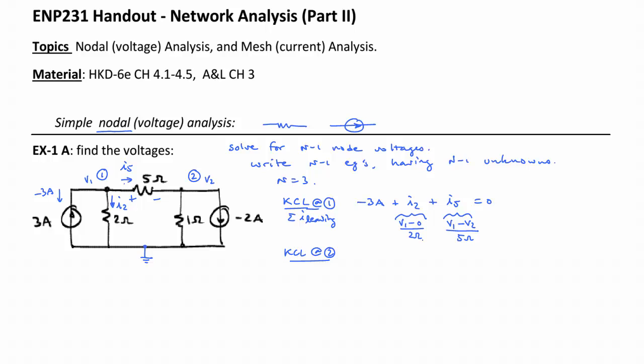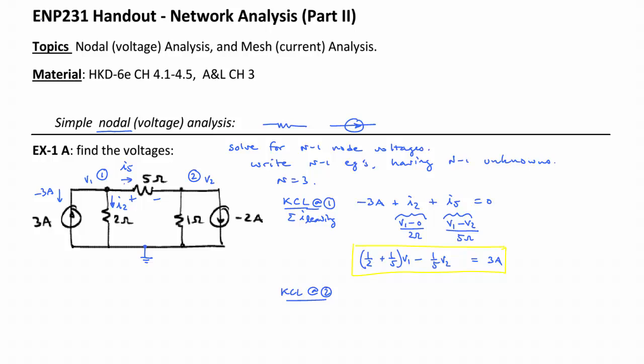And so now we have an equation that's in terms of just our unknown voltages. Let me clean that up. I'll put the 3 amps on the other side. And we will have 1/2 V1, and I'll collect these together. We'll say 1/2 V1 plus 1/5 V1 minus 1/5 V2. And this is our first equation.